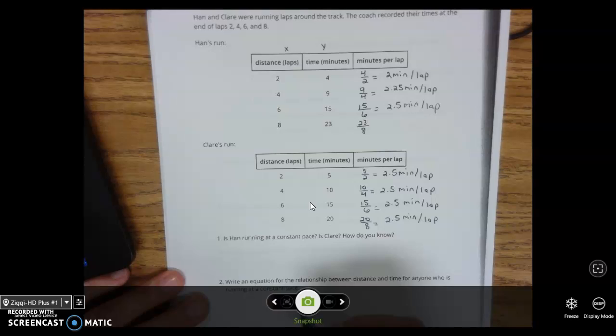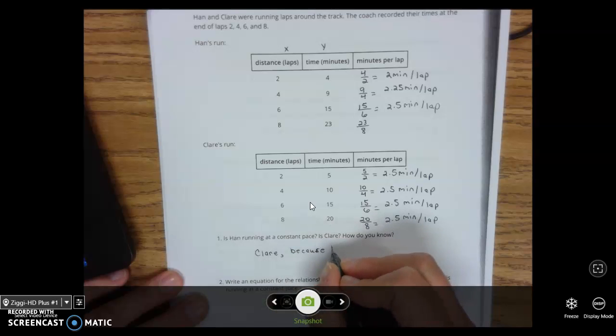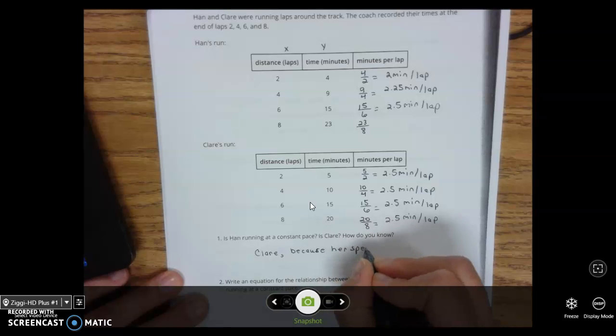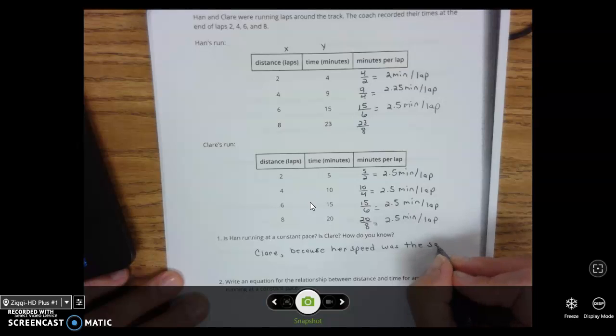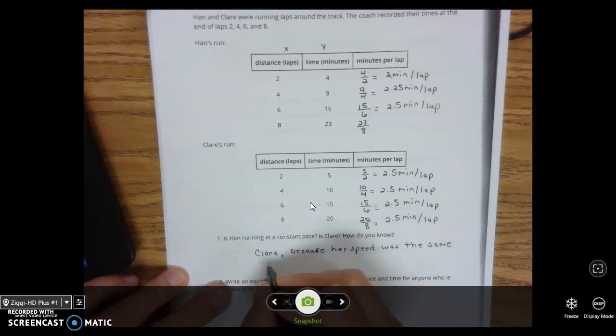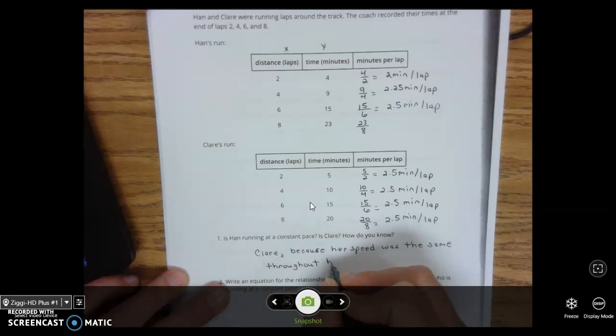So who runs at a constant pace? Claire. And how did you know? Because her speed was the same throughout her run.